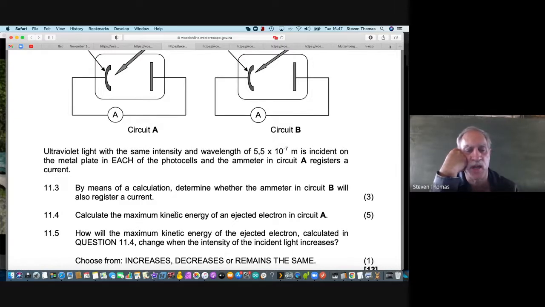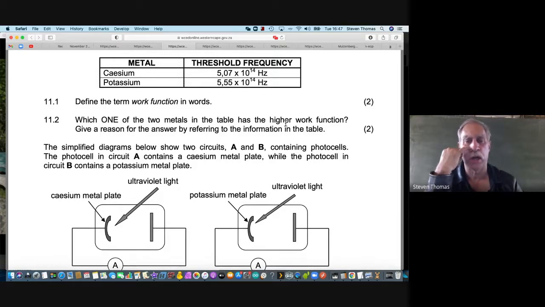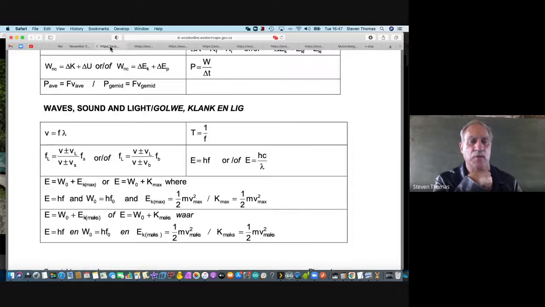Calculate the maximum kinetic energy of an ejected electron in circuit A. 5 marks. Suppose we now know the frequency of this ultraviolet light. We multiply it by Planck's constant and we get E equals hf. So now we know the energy of this light, and then we go to this formula. So now we know the energy, which is equal to hf.